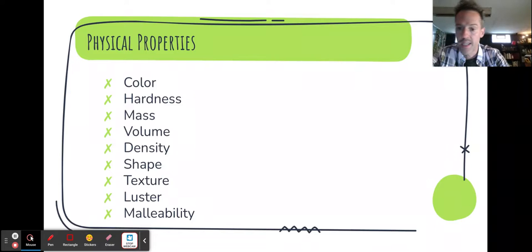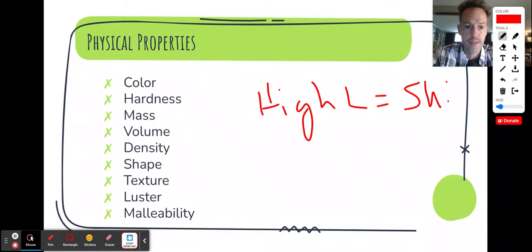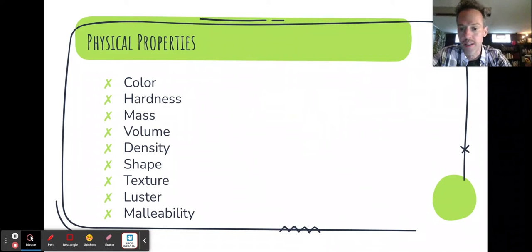Shape is really easy. Texture: how does it feel? Does it have a slimy texture? Is it fuzzy or furry? Is it smooth? Luster is one that we sometimes forget. Luster determines how shiny something is. Remember that higher luster is going to be shiny. So high luster, just put high L, is equal to shiny. Sometimes we can even refer to things as having a metallic luster because metals usually have high luster. Malleability: can it be hammered into sheets?